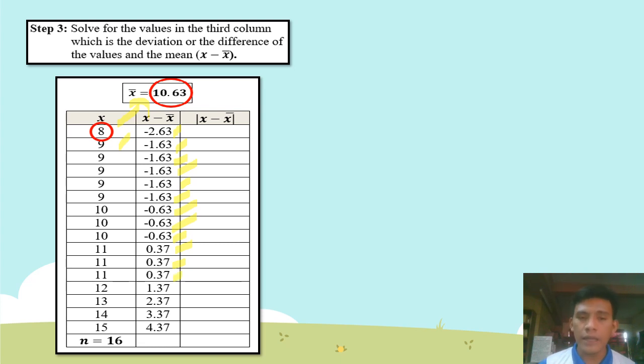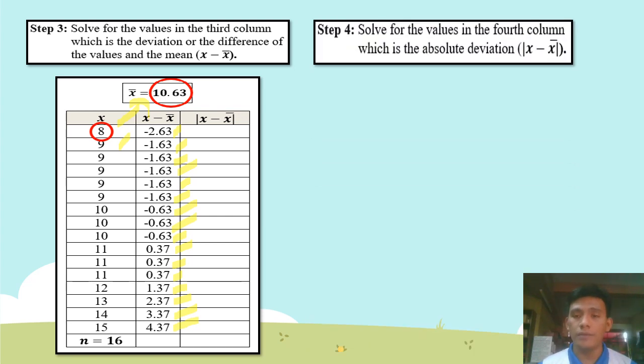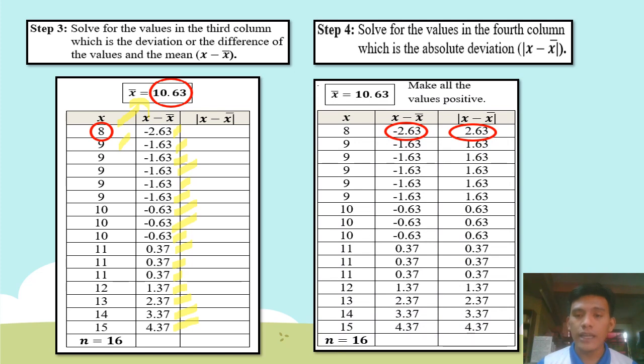For 12, 12 minus 10.63 is 1.37. 13 gives 2.37. 14 minus the mean gives 3.37. 15 minus the mean gives 4.37. Step 4, solve for the values in the fourth column, the absolute value of x minus the mean. Even if your answer is negative in the x minus mean column, the answer is always positive because of the absolute value. From negative 2.63, it turns to positive. All the negative values here will turn to positive. All the positive values here will remain positive.